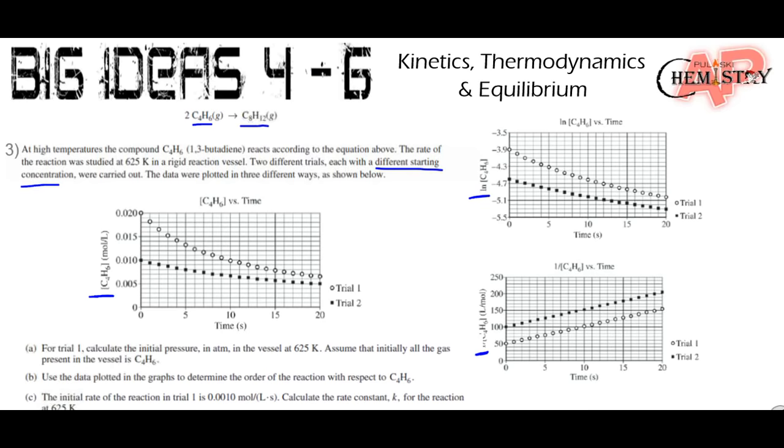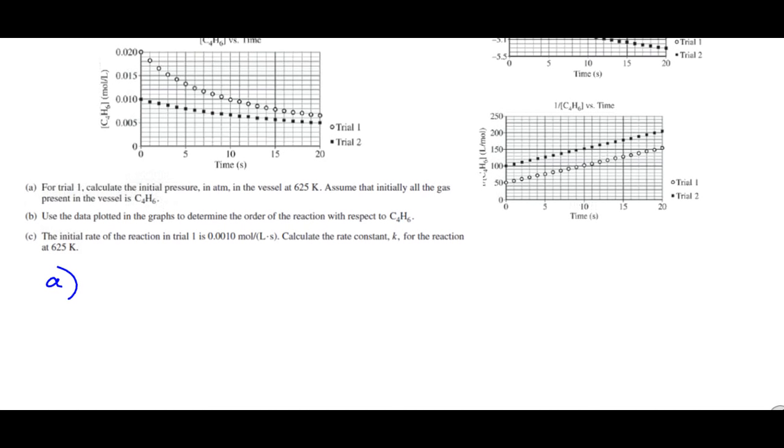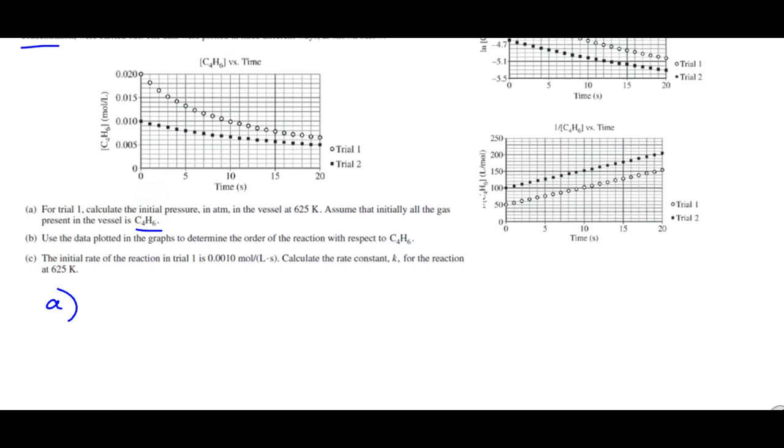So first question. We're going to scroll down a little bit. It says A, for trial 1, calculate the initial pressure in ATM in the vessel at 625 Kelvin, assuming that initially all the gas present was C4H6. Whenever I'm being asked pressure and they're giving me temperatures, I have to think PV equals nRT. So I want pressure, I want temperature, and they're asking for trial 1. So if you go up to trial 1, which is the circle, this is concentration.